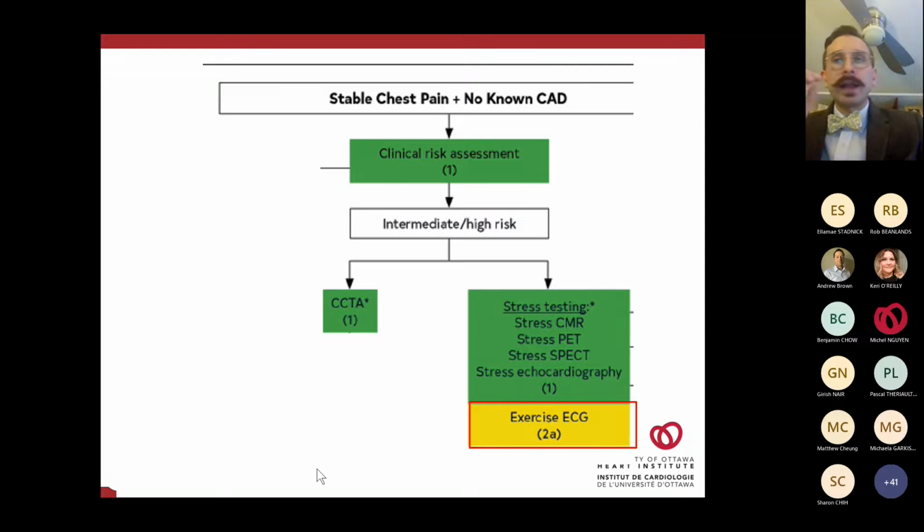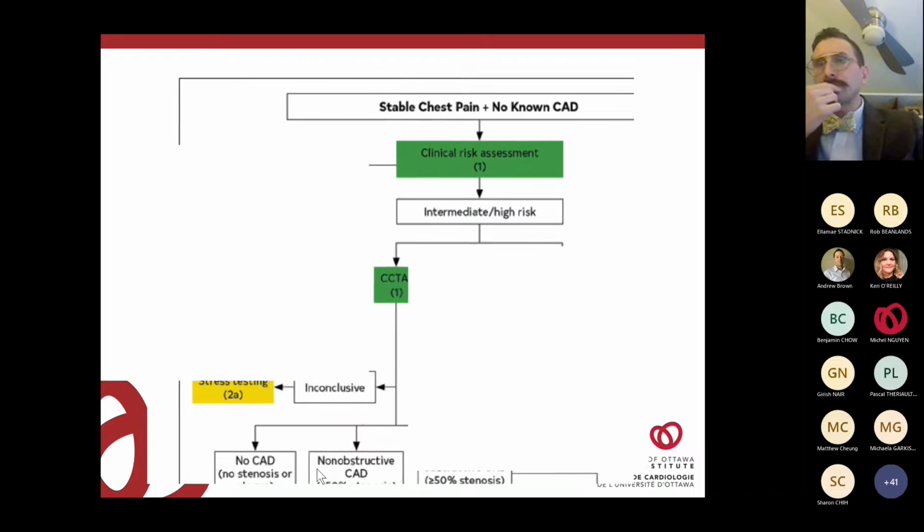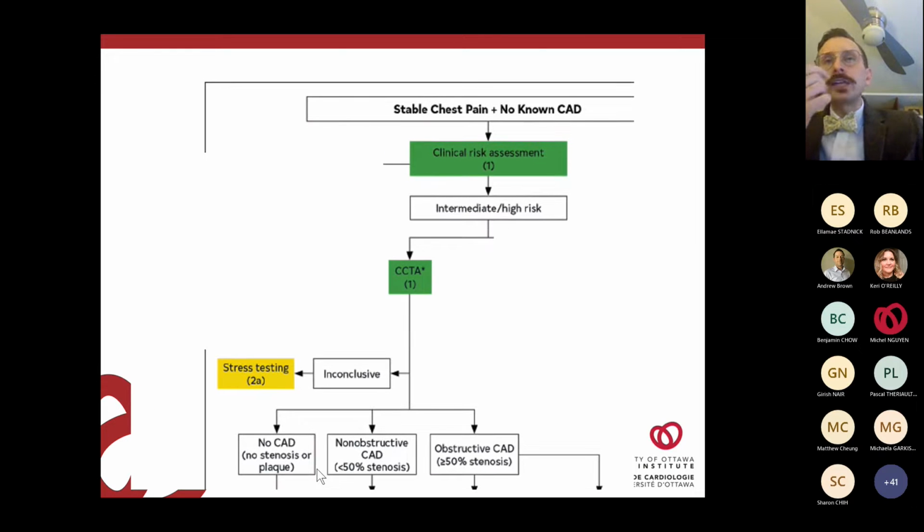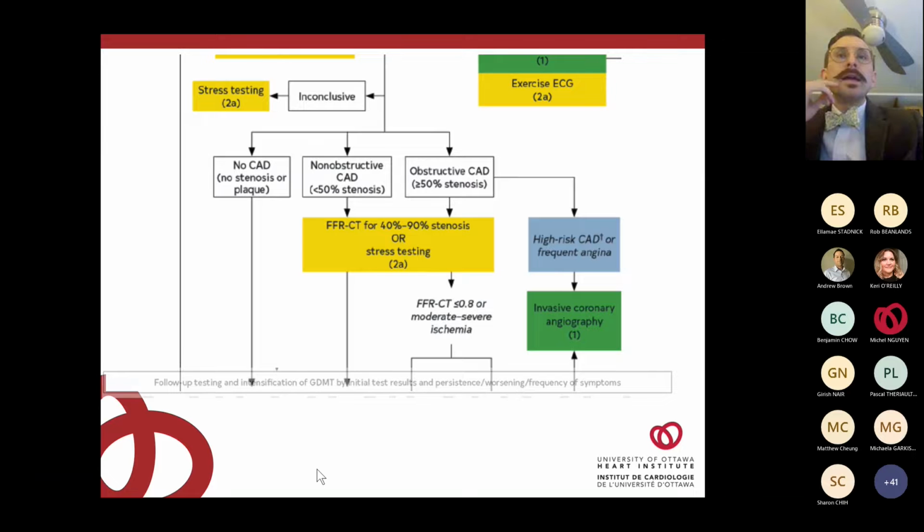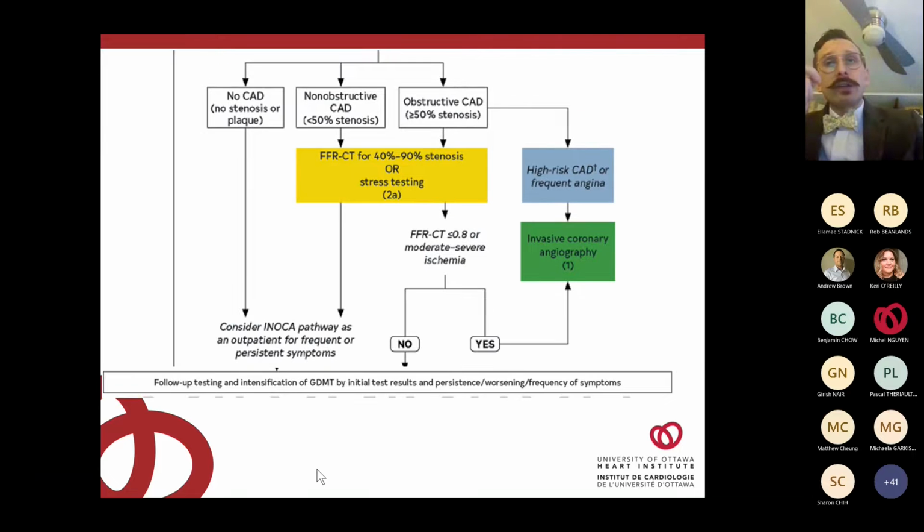It's important to point out that exercise ECG is a step below here with a Class 2 recommendation in this case. If anatomical testing is done, you're looking to see if there's obstructive CAD. If there's obstructive CAD that is high risk, then it's a Class 1 to refer that patient for invasive coronary angiography. You also have the option of doing functional imaging or FFRCT for these patients and for the patients with non-obstructive stenoses.